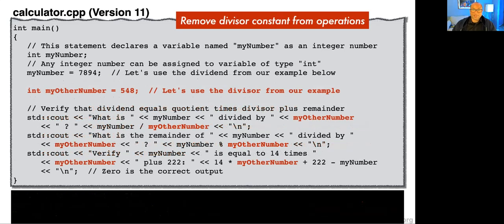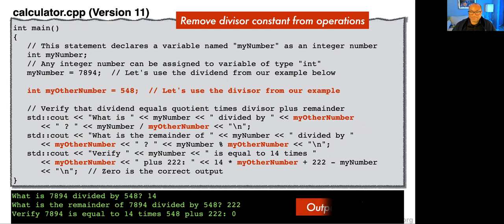Similarly, I can create an integer, a variable for our divisor. So now I've created an integer for our divisor, and I've assigned it to a variable named my other number. Now, wherever I saw 548, I can replace that with my other number. So now the operations don't depend on 548 as the magic number. And if I run this, my output's still correct. We've gotten rid of a few more magic numbers.